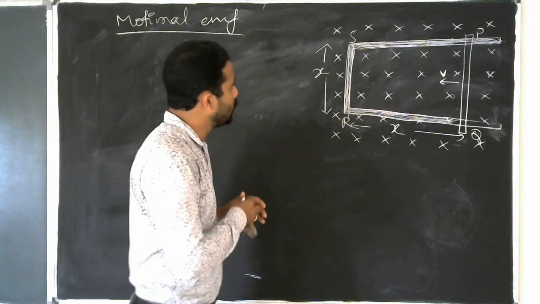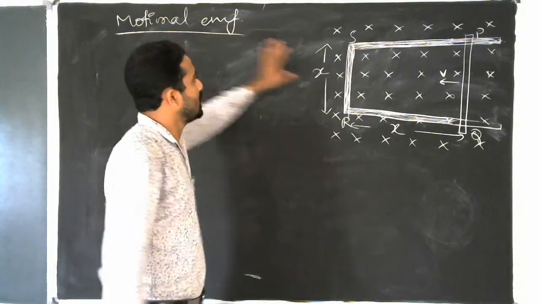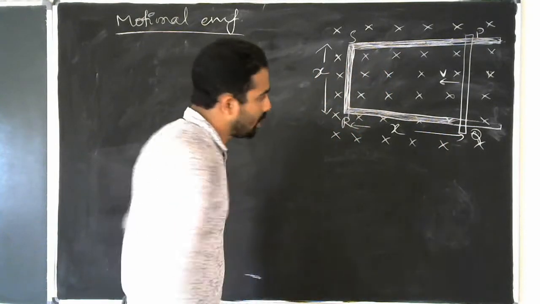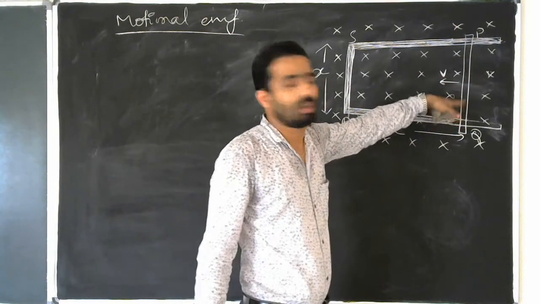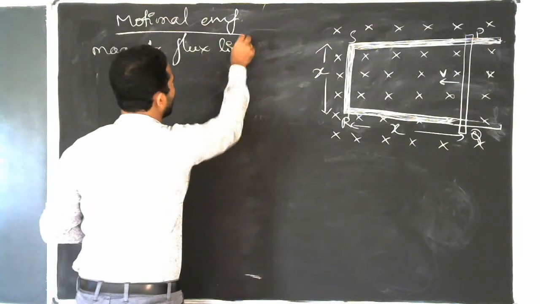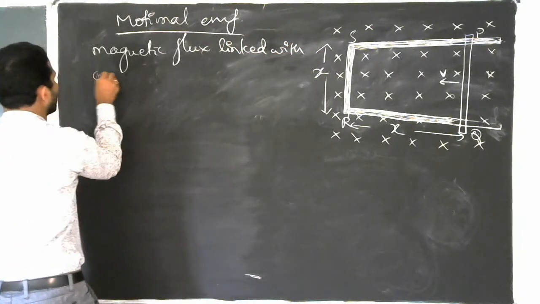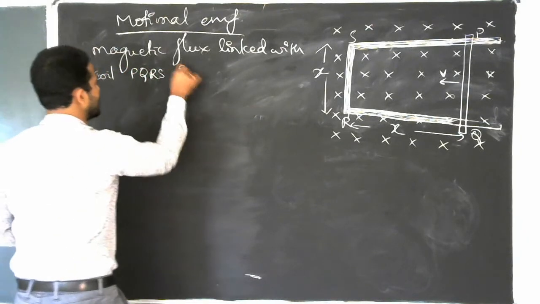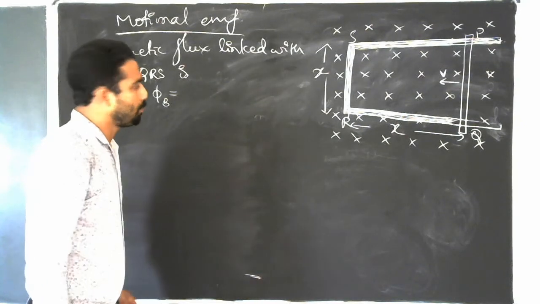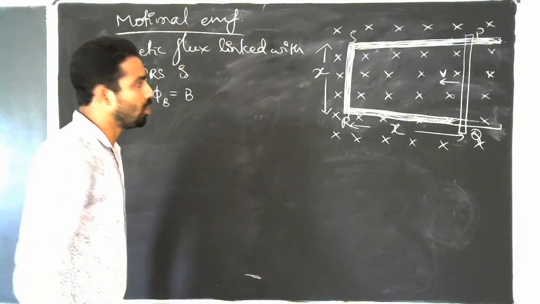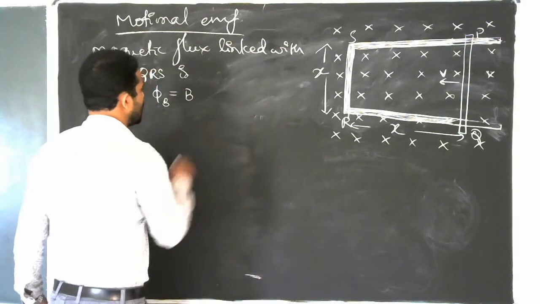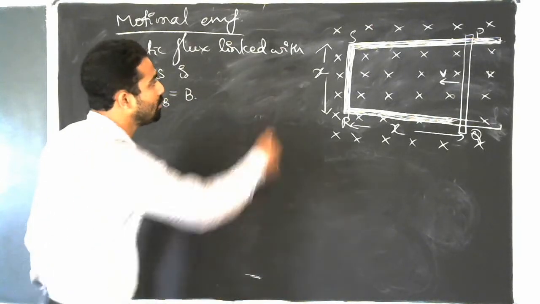Now what you have to do is find out whether an EMF will be generated. The rod PQ is moving, so the magnetic flux linked with the coil PQRS changes. How do we find the magnetic flux? Phi B is equal to B A cos theta. Theta is the angle between the area and the magnetic field. They are along the same line, so theta is 0, and phi B is B into A, where A means the area of this rectangular coil.